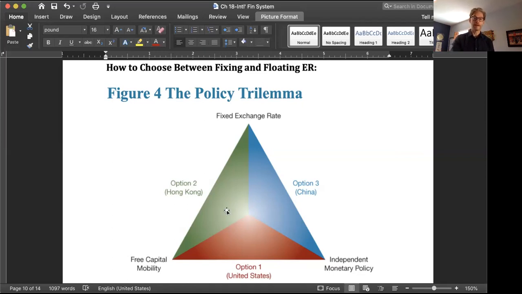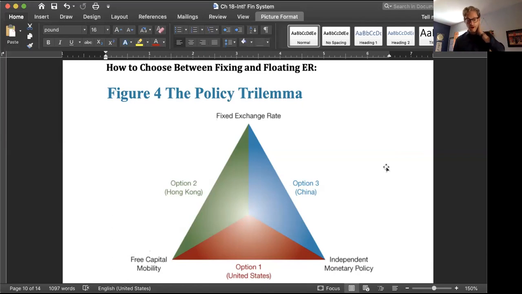So central banks would love to achieve these three things. They'd love to have fixed exchange rates and independent monetary policy and capital mobility. The problem is you can't have all three of those things. You can't, because they're not consistent with each other. You can have two of those three. So in other words, you have to pick a side of the triangle. You have to decide which two of these things you want to try to achieve.